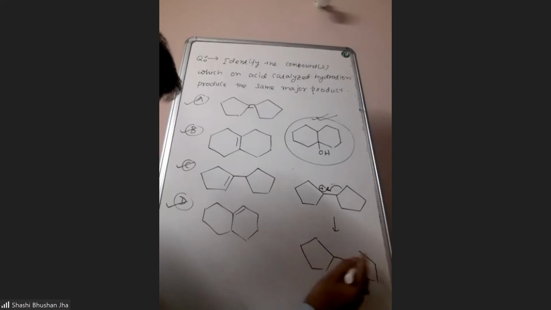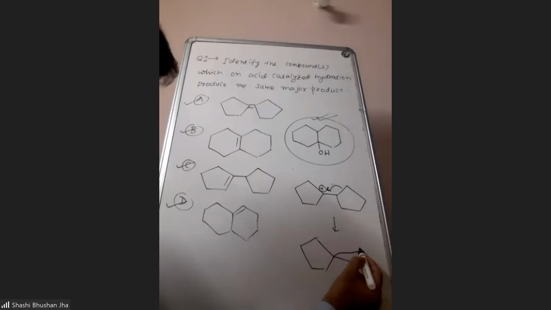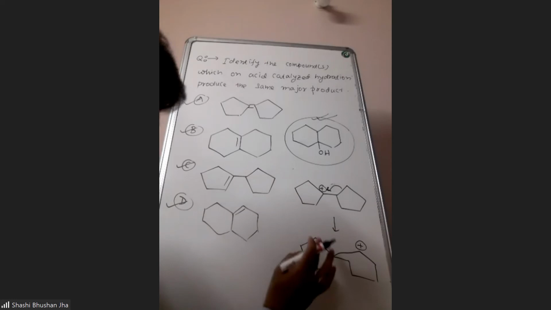How is that happening, sir? It should join that carbon. No, sir, the carbon will get positive charge. No, this carbon is getting positive, here, this one. Correct? This is a 2 degree carbocation also. It will still happen, and the hyperconjugated structure is also 2 degree only.